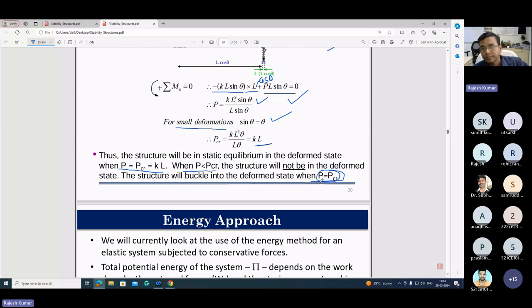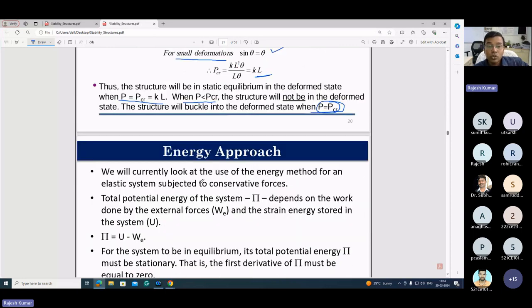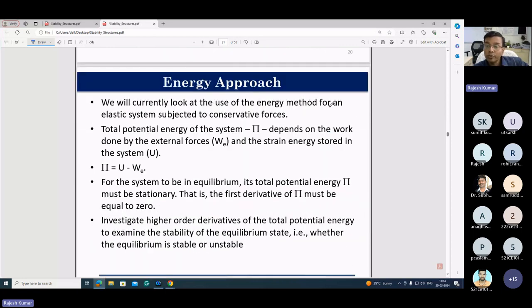Isn't it clear now? I've shown you two examples using the bifurcation approach. These same two examples I'm going to solve by the energy approach. The energy approach looks at the use of the energy method for an elastic system subjected to a conservative force. We try to find the total potential energy. What is the total potential energy? It is the strain energy of the system due to deformations and due to the load.